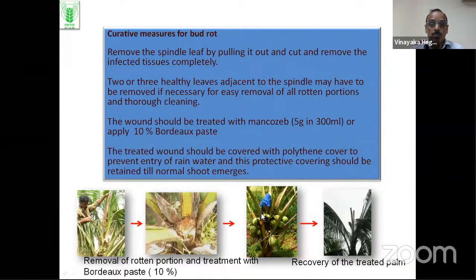But the problem is to recognize this disease at the early stage. That's why we are telling that in the endemic area, it is better to go for prophylactic measures before the onset of monsoon. You treat with fungicide so that the disease will be reduced. Once the disease comes, we can cure, but it is difficult to diagnose and treat in the initial stage itself. During rainy seasons, climbing, removing this and applying will be difficult, and the survival percentage will be less if the treatment is delayed.